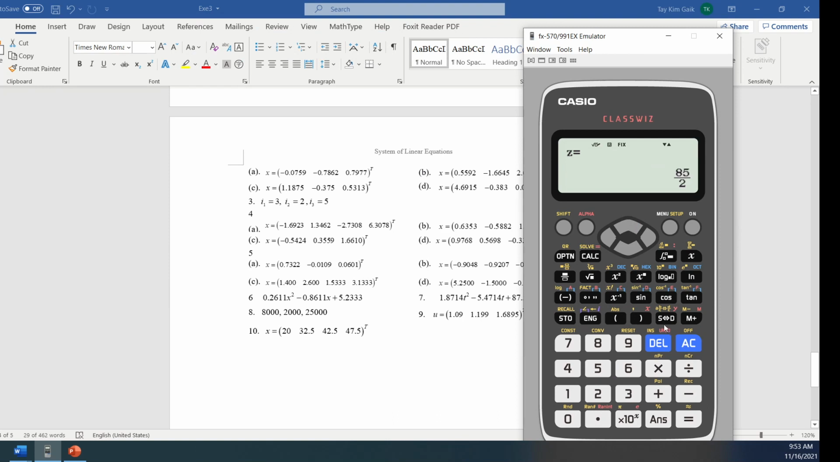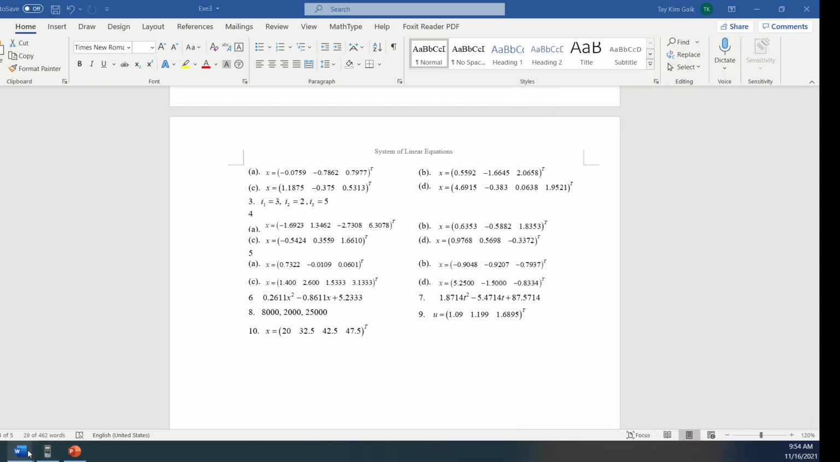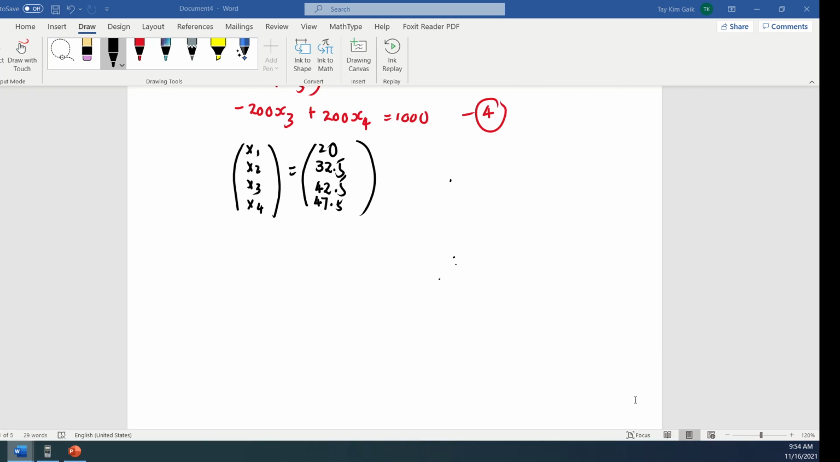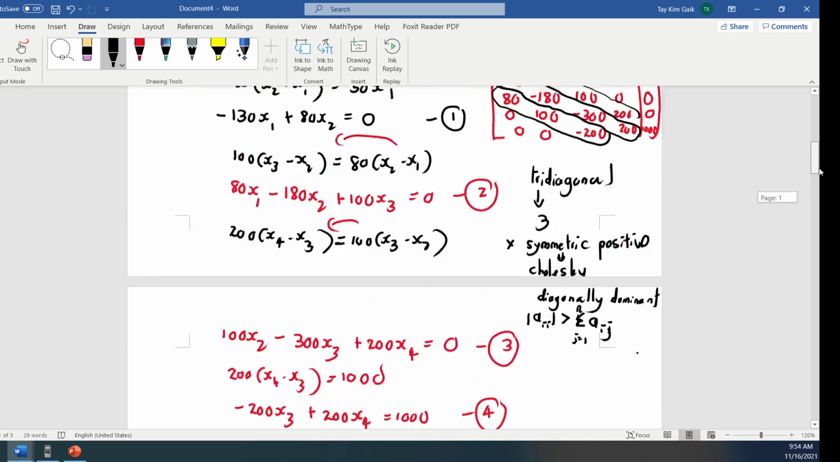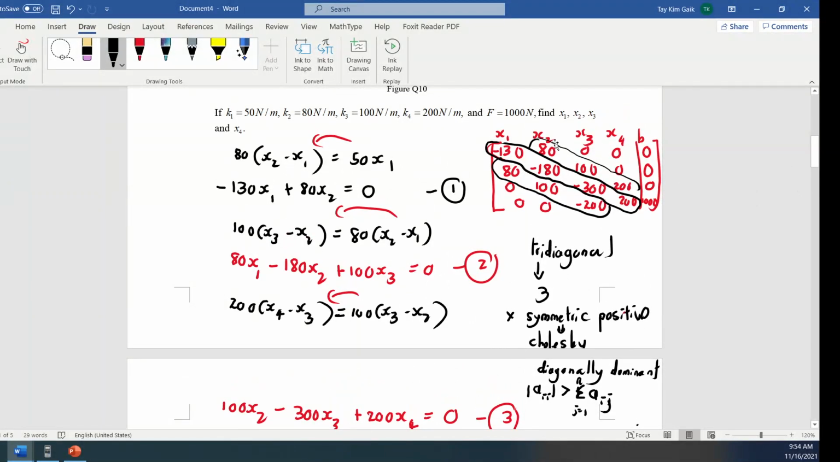Forty-seven point five, 42.5, 32.5, 20. Where is it? Okay, this is using the calculator directly. And then you may practice using your Thomas method. And if it is 4 by 4, your Thomas method. Okay, let me show you.